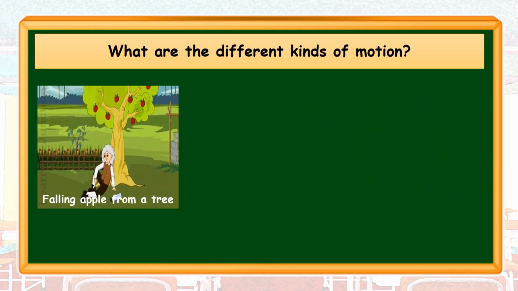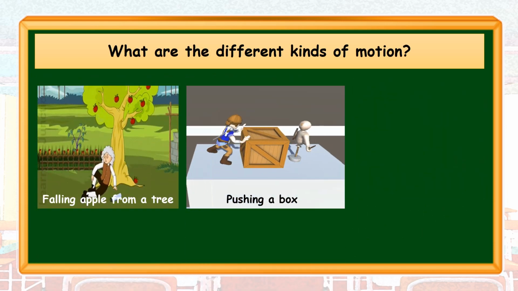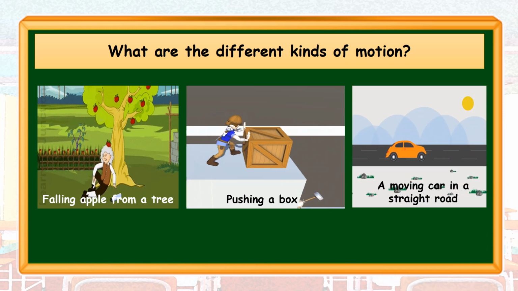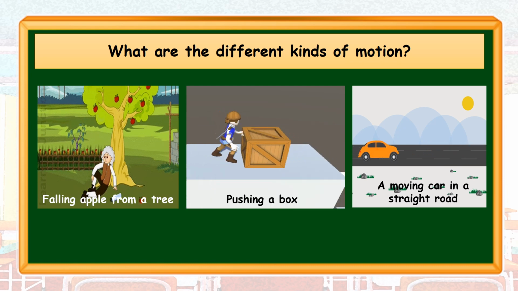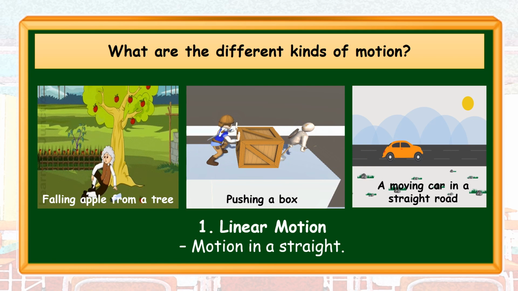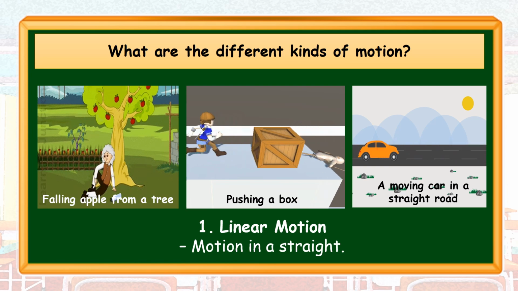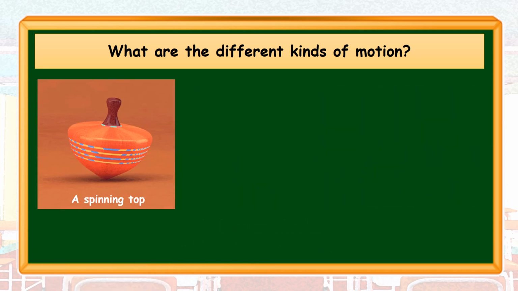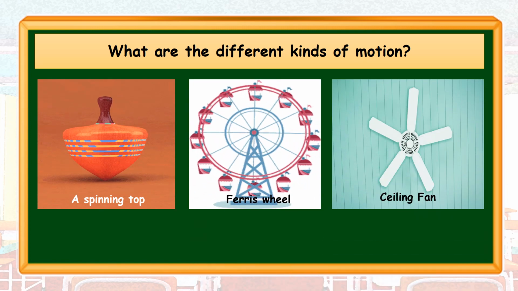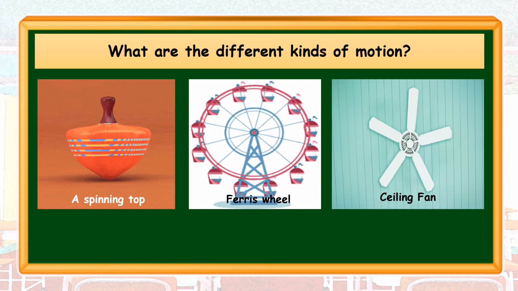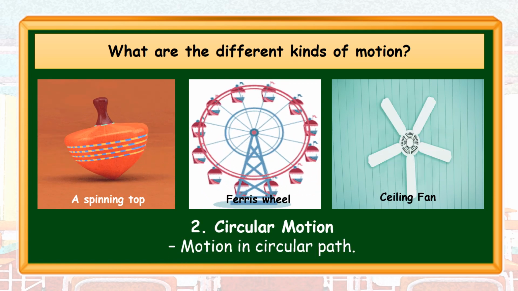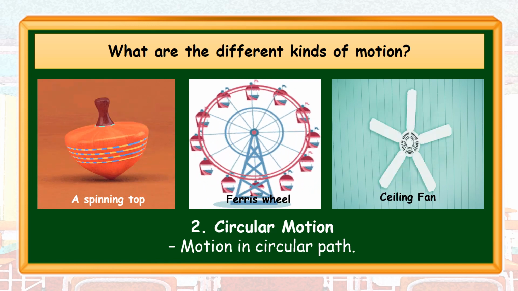Falling apple from a tree, pushing a box, and a moving car in a straight road are examples of linear motion. What is linear motion? Linear motion. It is a motion in a straight path. A spinning top, a Ferris wheel, and a ceiling fan have a circular motion. Then what is a circular motion? Circular motion. It is a motion in a circular path.